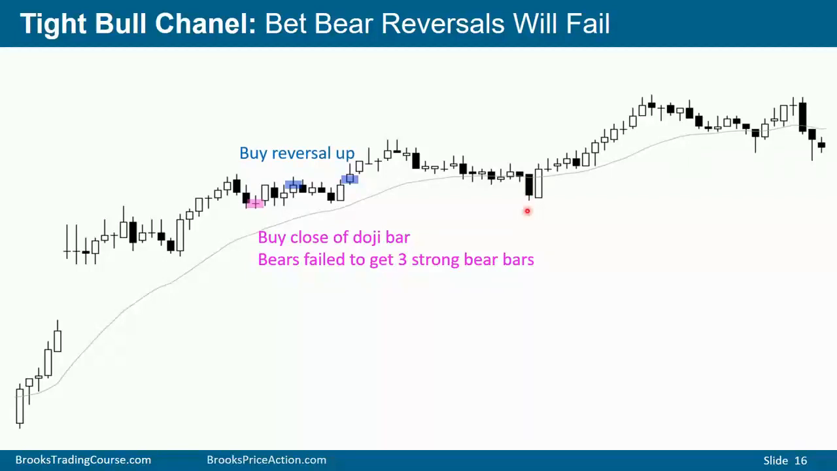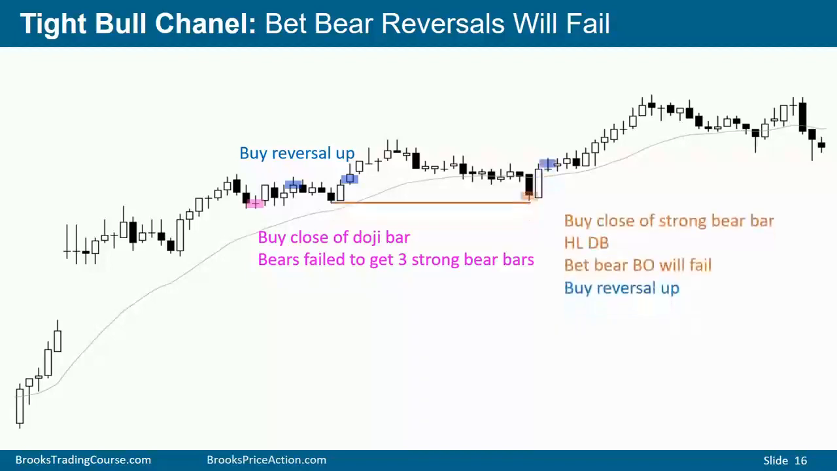Now, we tried to break to the downside, but where is the follow through? So we got 1 bear breakout, but no follow through bar. Instead, we got a reversal up. And in fact, this is slightly above that low. So we're getting a reversal up, and it's a double bottom, higher low. It's better to bet that the bears will fail and that we're going to go higher. And we got a buy the close bull trend near the end of the day.